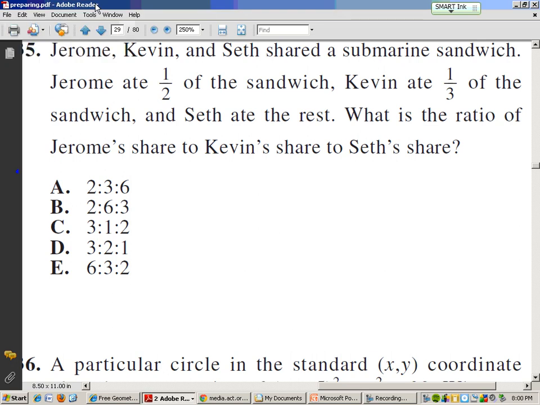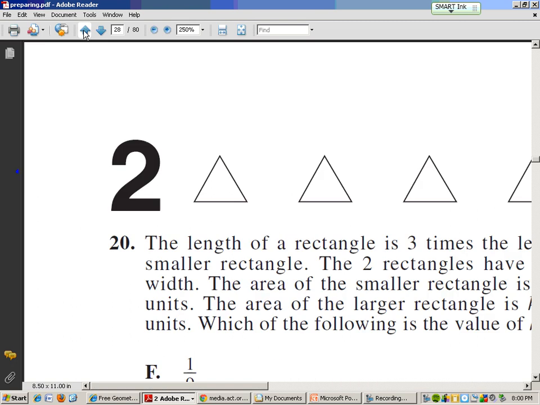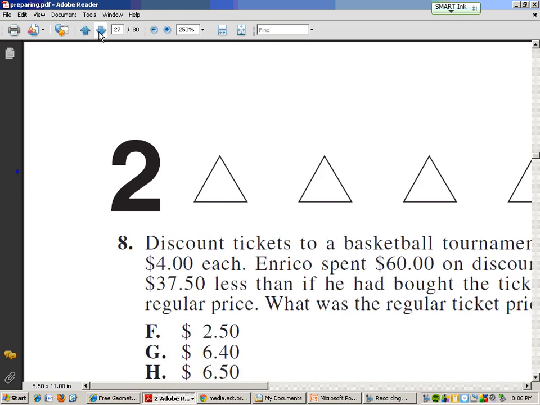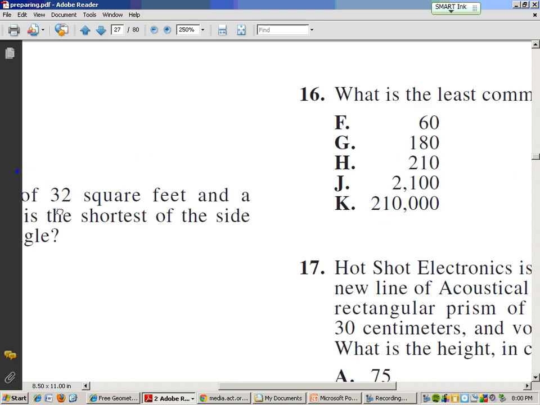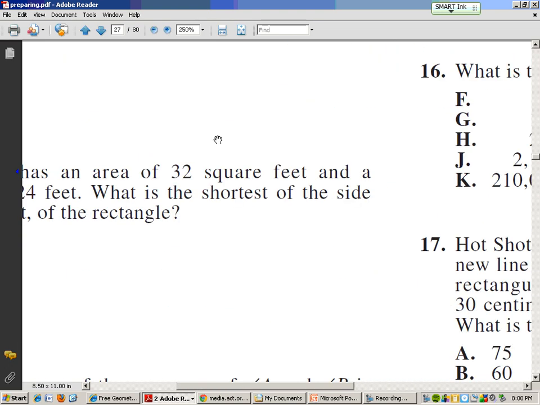Good stuff on there. Next problem. 12. Oh. A lot quieter now. Let's see.